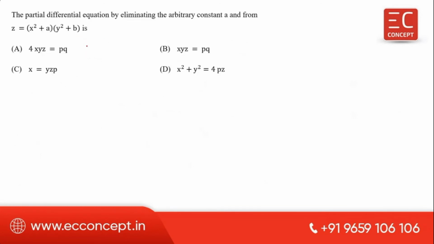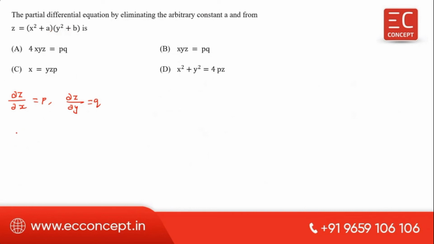Understood? Next one, form the partial differential equation by eliminating the arbitrary constants. For eliminating the arbitrary constants, you have to differentiate this with respect to x and with respect to y. Before that, you need to understand dou z by dou x equal to p, dou z by dou y equal to q. Keep this in your mind. Now, here there are two arbitrary constants. Therefore, you have to eliminate these two arbitrary constants.